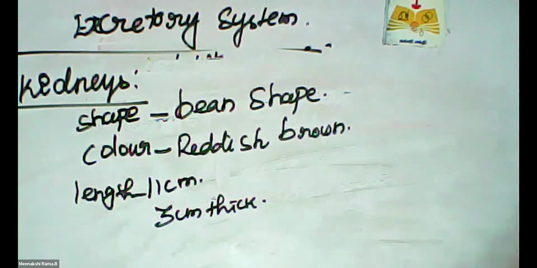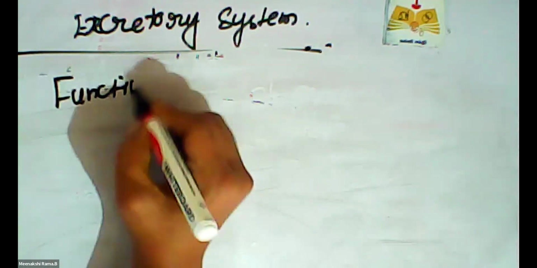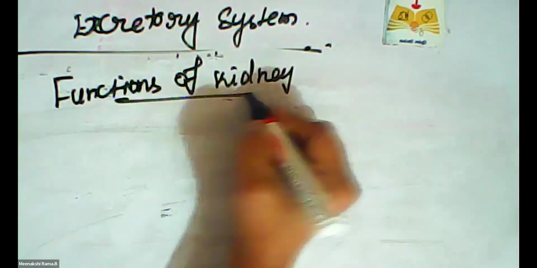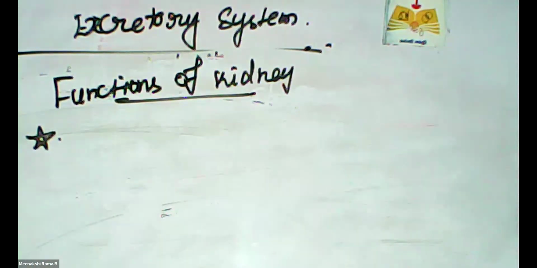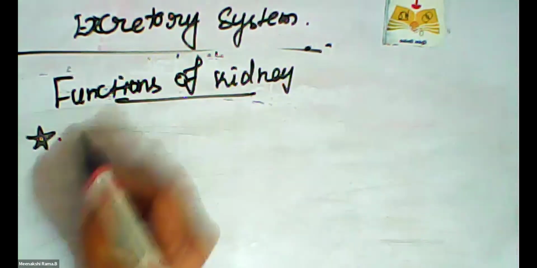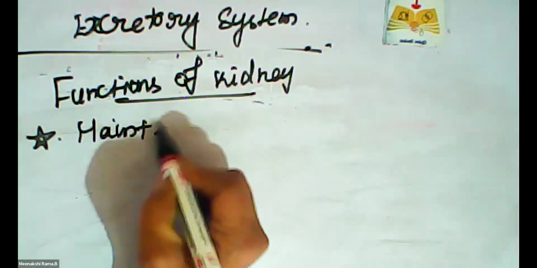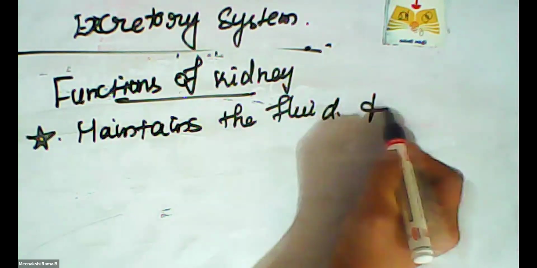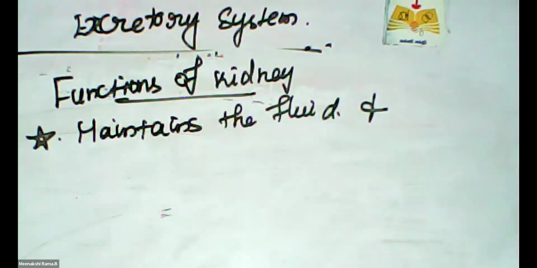Okay, so these are the main functions of the kidney. What are the functions of the kidney? The main function is that they maintain the fluid and electrolyte balance in our body.